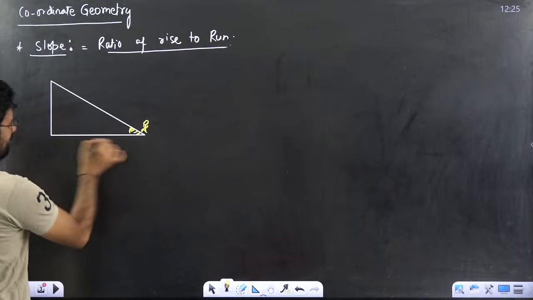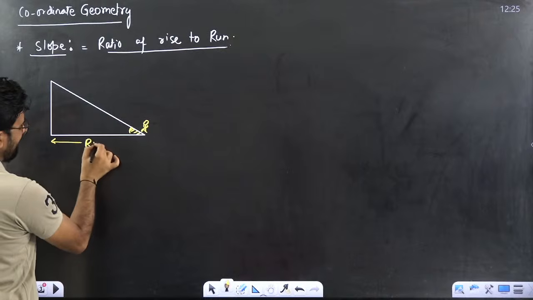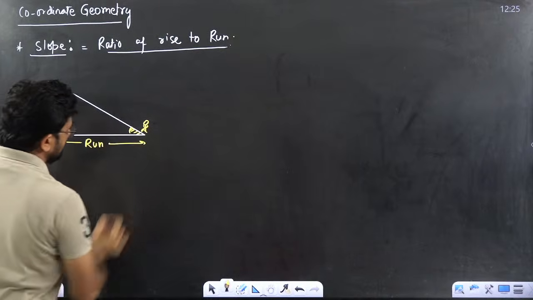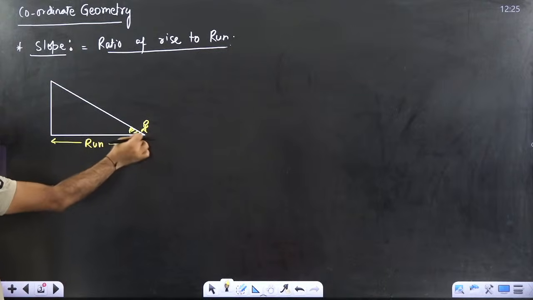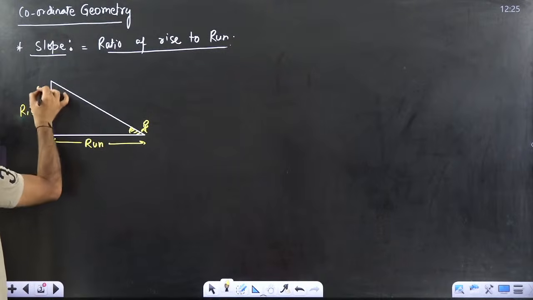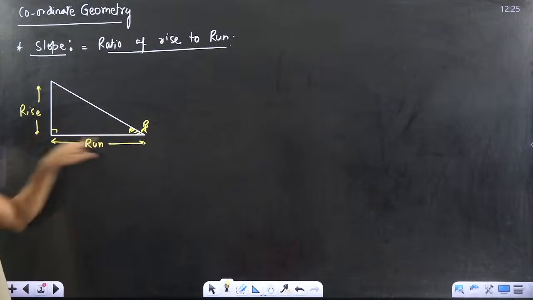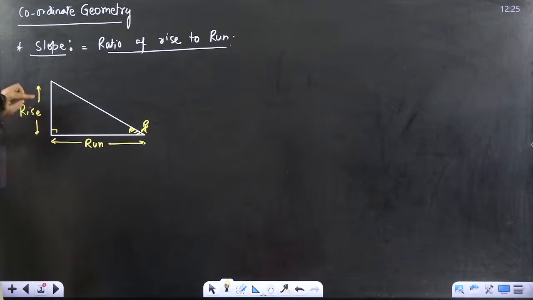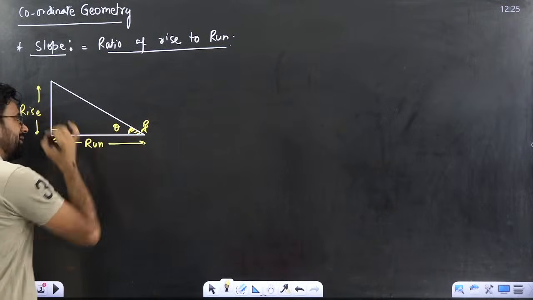So how much he is moving on this horizontal surface, that we call run. And how much he is vertically rising from its initial point, that we call rise. So how much horizontally he is moving, that we call run, and how much he is vertically rising, that we call rise. And this angle that I am defining, theta.